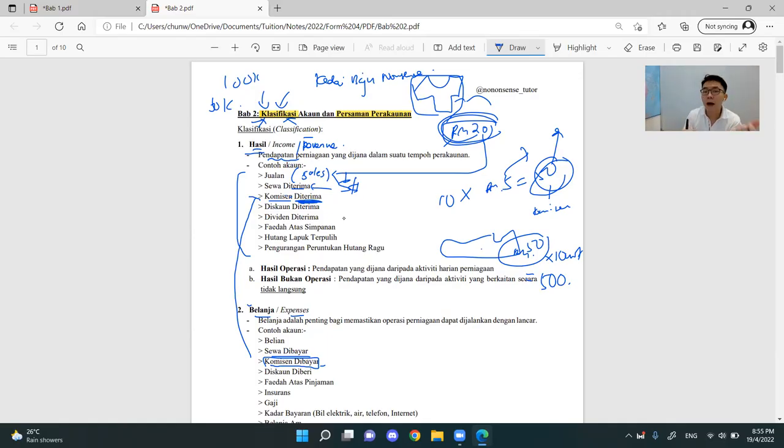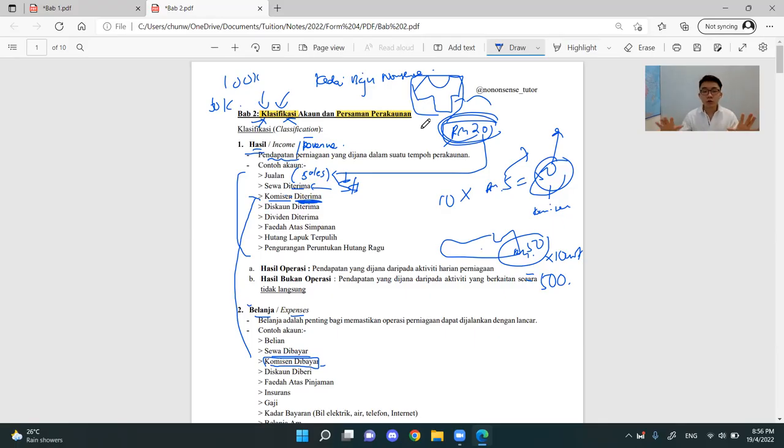Sewa, you bayar ke atau you terima? You bayar sewa, then sewa dibayar. If you terima sewa, then that is called a sewa diterima. Are you clear so far? If yes, you give me a clear. C-L-E-A-R, clear. Okay, so make sure this one, you make it correctly.